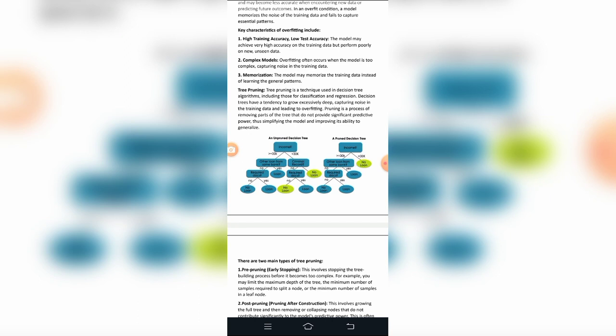Tree pruning. Tree pruning is a technique used in decision tree algorithms, including those for classification and regression. Decision trees have a tendency to grow excessively deep, capturing noise in the training data and leading to overfitting. Pruning is a process of removing parts of the tree that do not provide significant predictive power, thus simplifying the model and improving its ability to generalize.